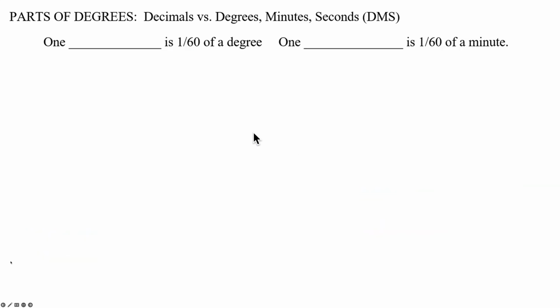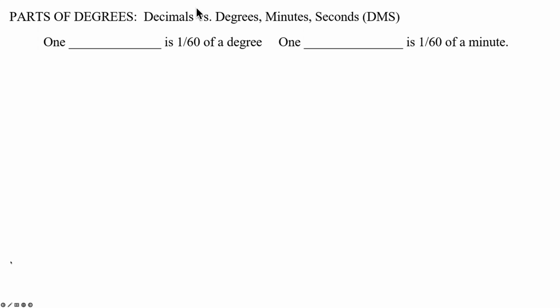Okay, parts of a degree. You want to pay close attention to this because you will be tested on it for sure. We're going to look at decimal degrees versus angles that are in degrees, minutes, and seconds. If you remember, I said degrees are a lot like a wall clock. One complete revolution is like 1 hour. There's 60 minutes in 1 hour. There's 60 seconds in 1 minute.